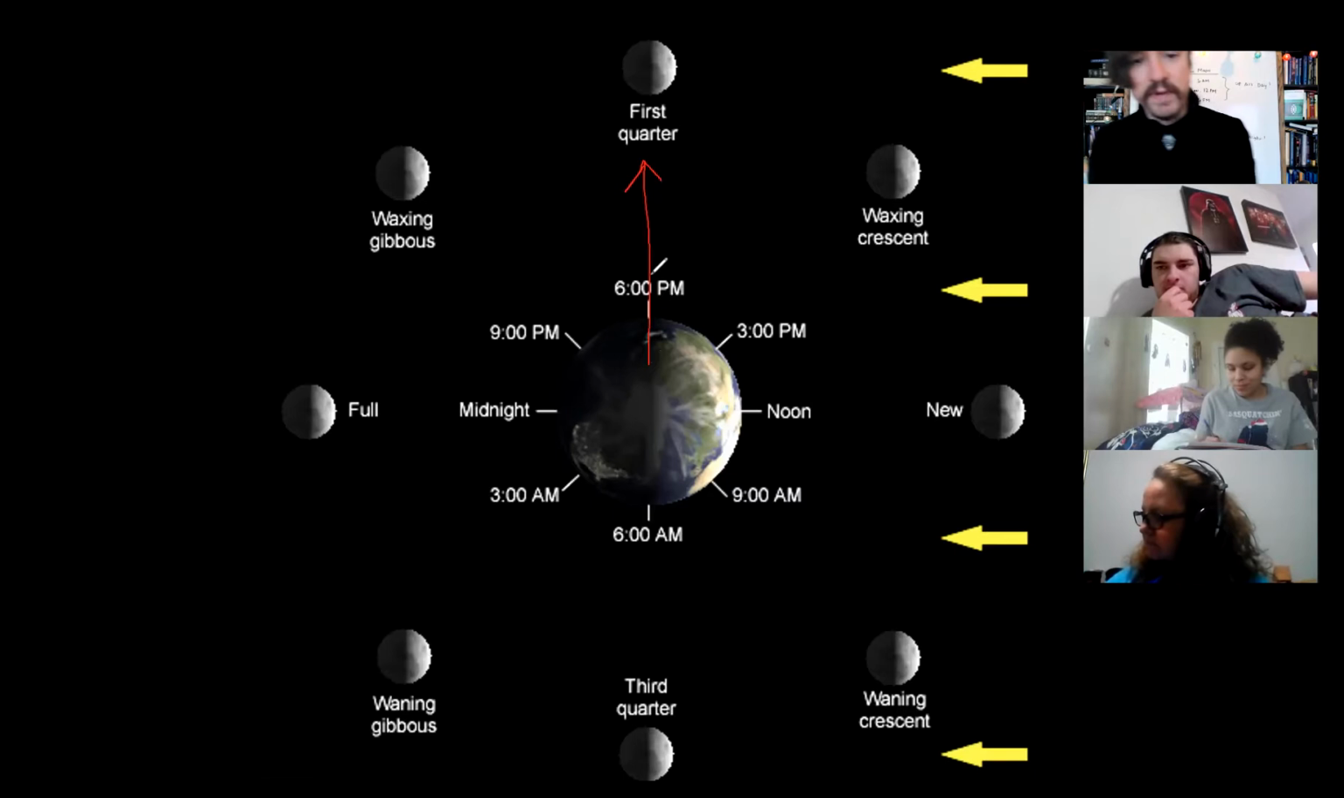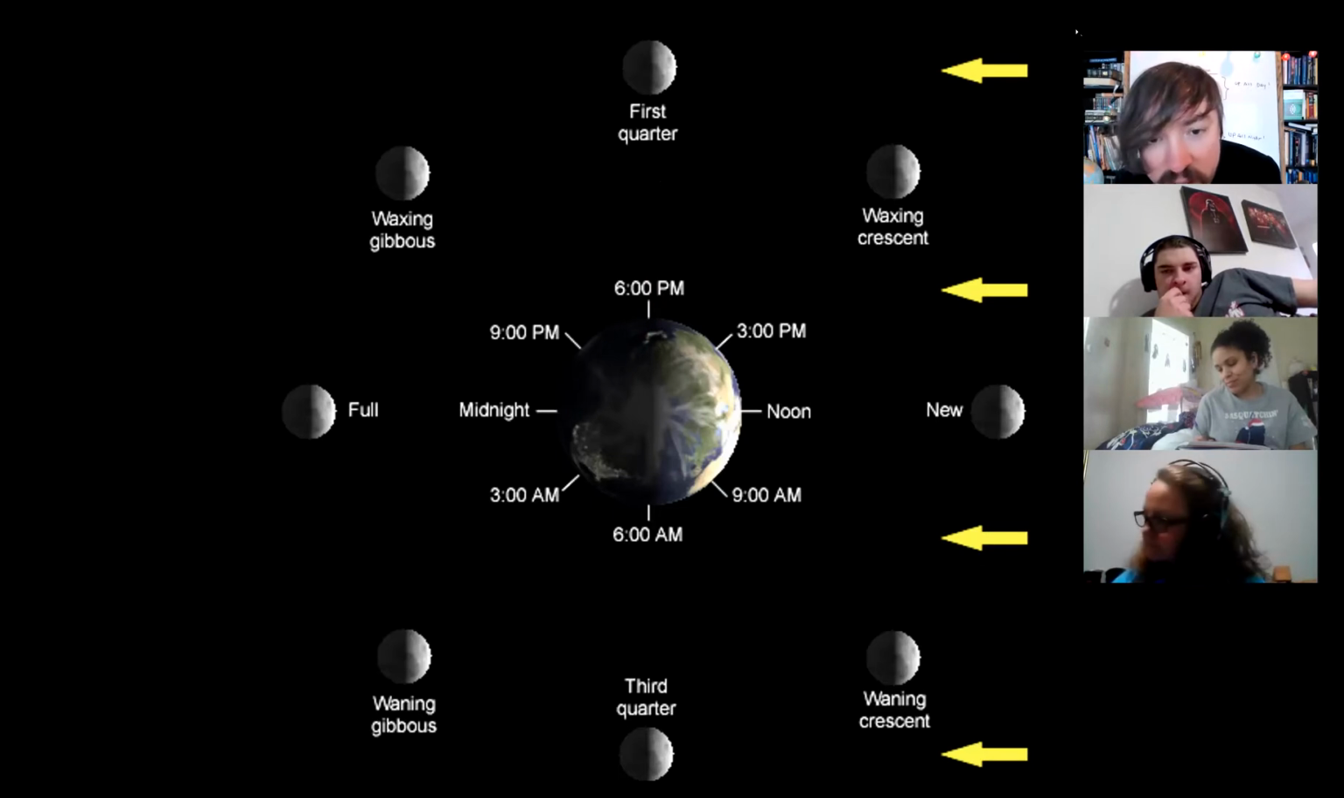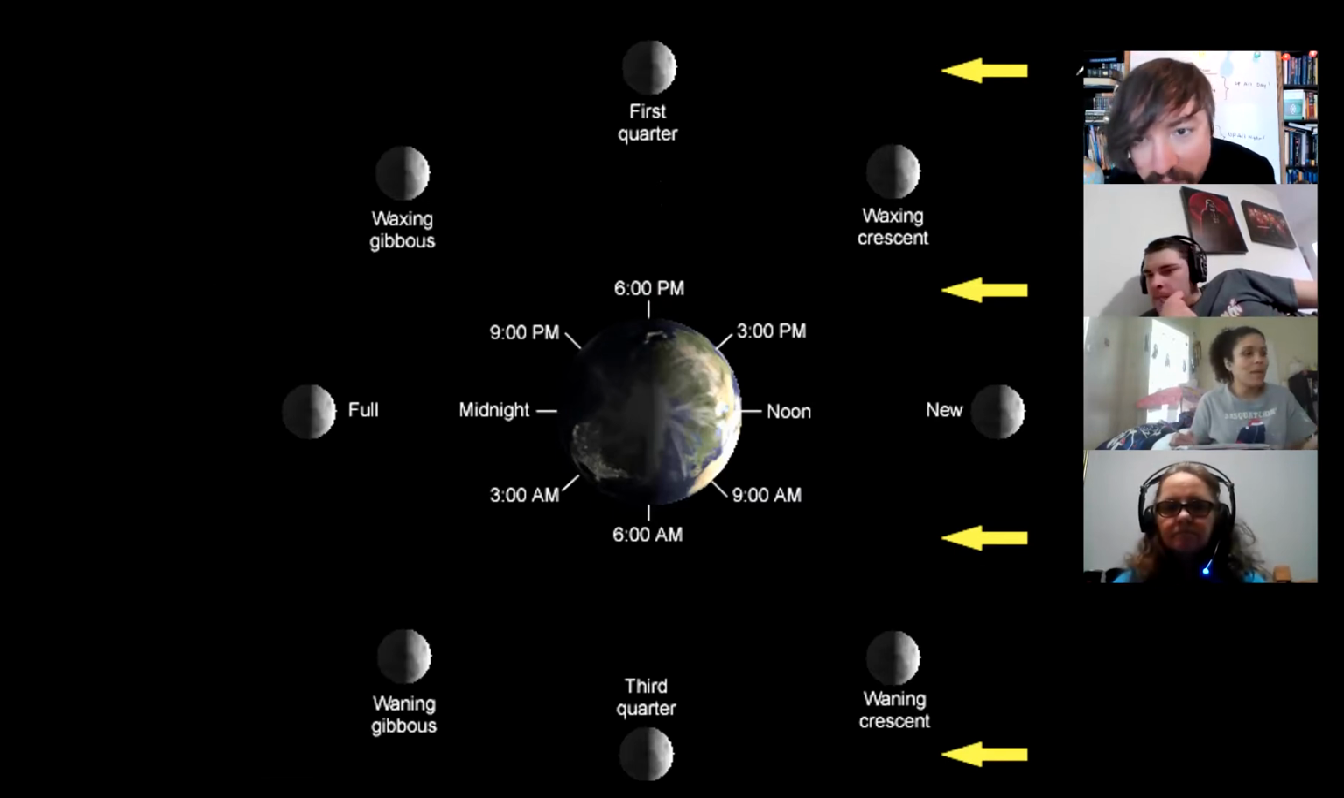Exactly. Good. Okay. So you guys can see that the diagram that we made is actually a very sophisticated tool that can help you figure out whenever the sun or whenever the moon will rise or set on a particular night. And so it's a useful map in that way.